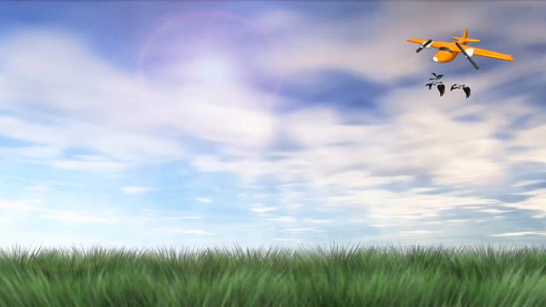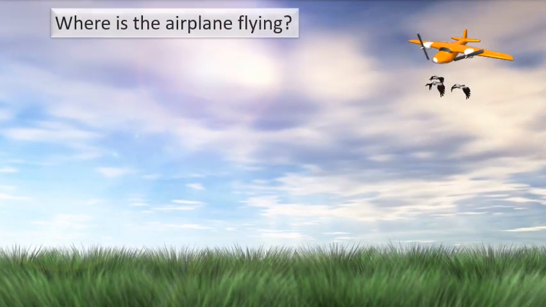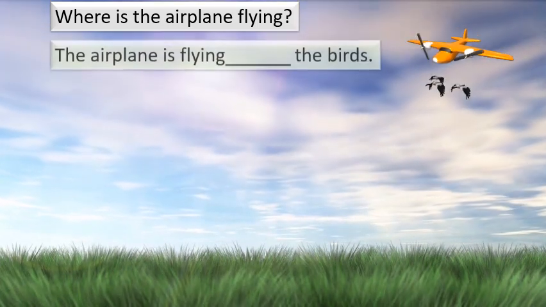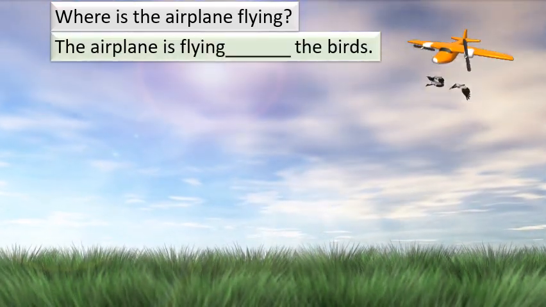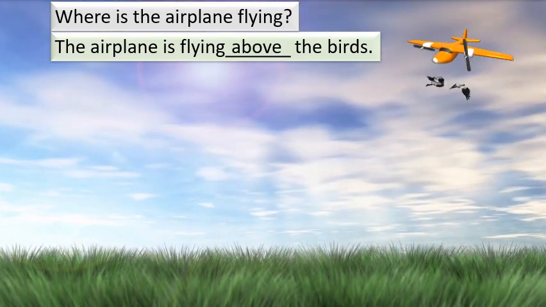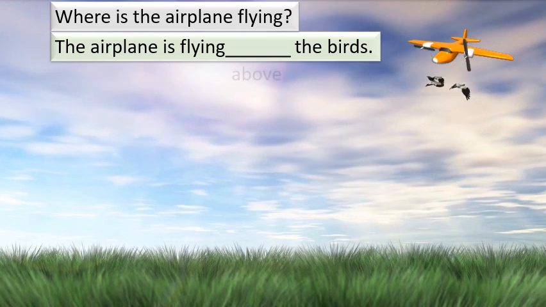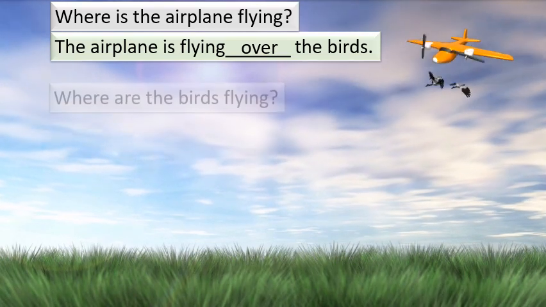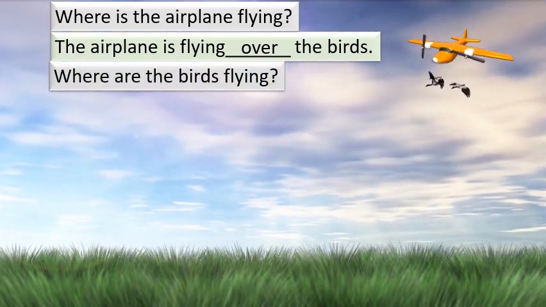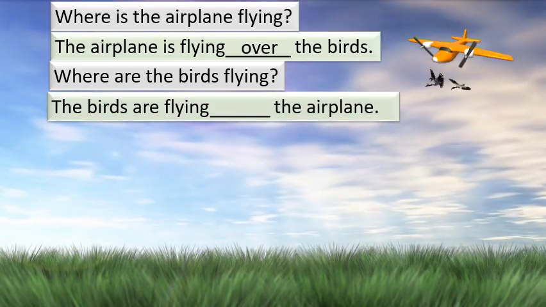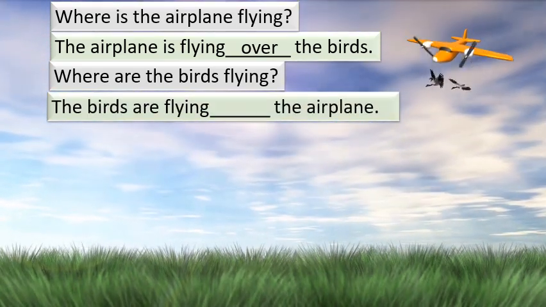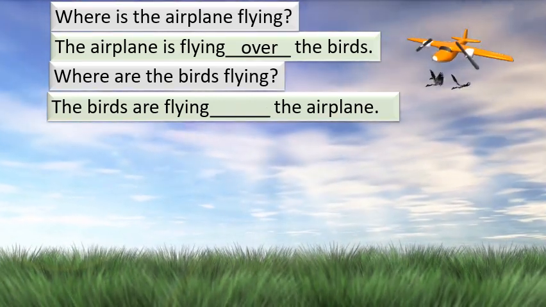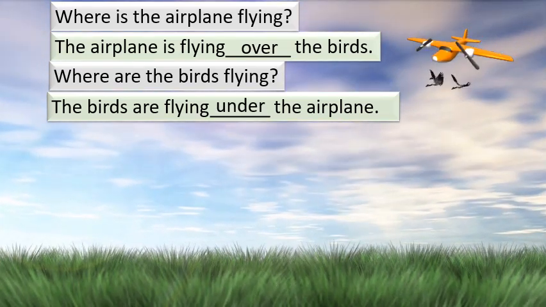Here are some more prepositions of place. Where is the airplane flying? The airplane is flying above the birds. Or the airplane is flying over the birds. Where are the birds flying? The birds are flying below the airplane. Or the birds are flying under the airplane.